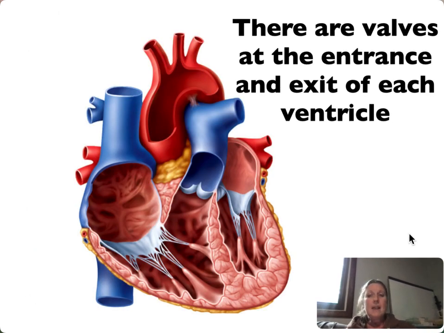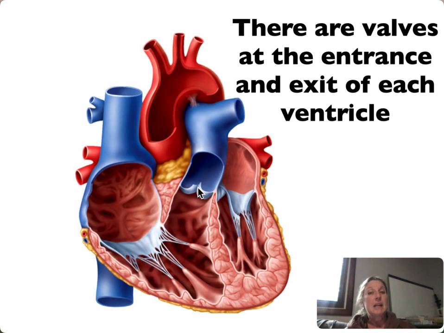Okay. There are also valves at the entrance to and exit from each ventricle. So we talked about how the blood moves from the atrium to the ventricle. And you can see that there's a valve here. Its generic name is atrioventricular valve. This would be the right atrioventricular valve. Between the left atrium and the left ventricle, we have the left atrioventricular valve.